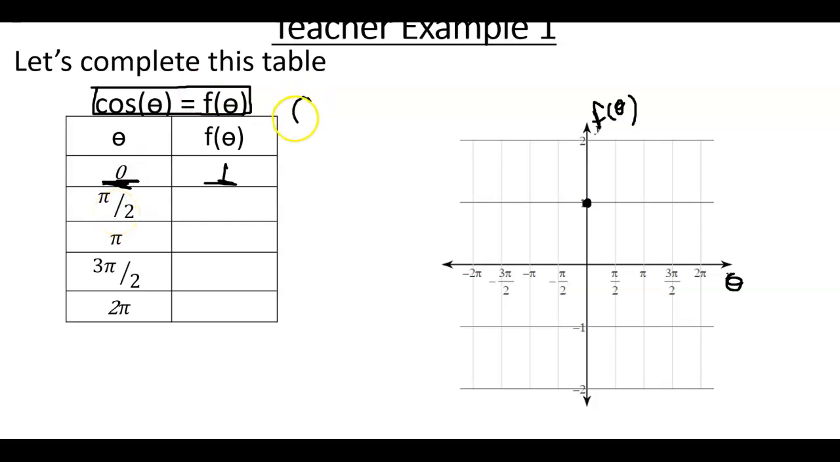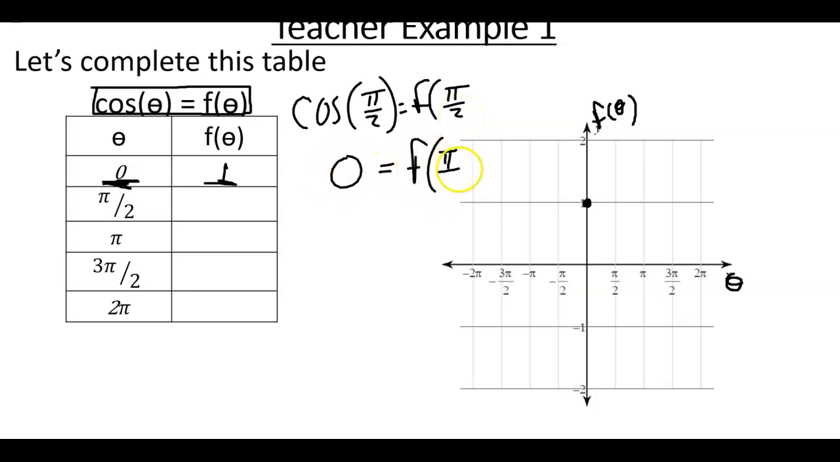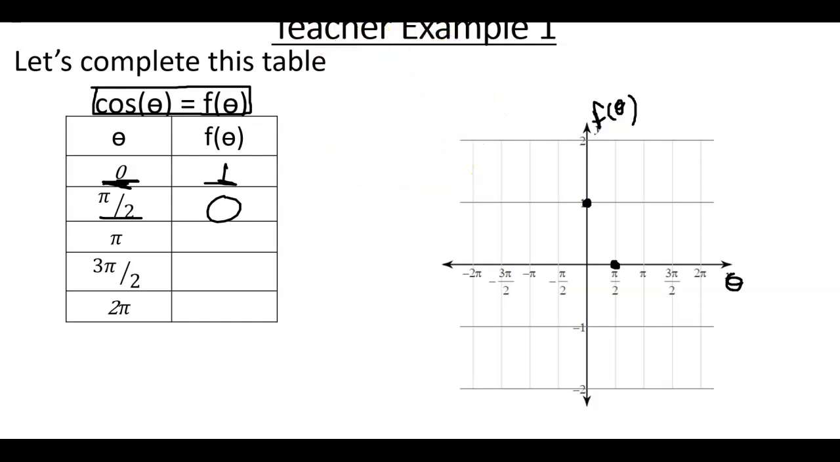Let's plug in pi over 2. So cosine of pi over 2 is equal to f of pi over 2. Now cosine of pi over 2 is 0. And so I end up with 0 here. So my horizontal number is pi over 2, so I'm going to go over that much. And then I'm going to go up 0, so that one's actually right on the x-axis, or the theta axis, I guess we should call it in this case. And we're just going to repeat that for the other ones as well. So we're just going to plug numbers in, get an answer, put it here, and then graph the point.